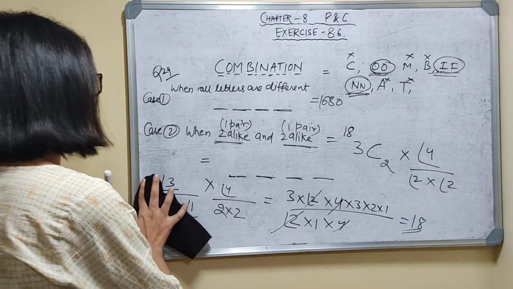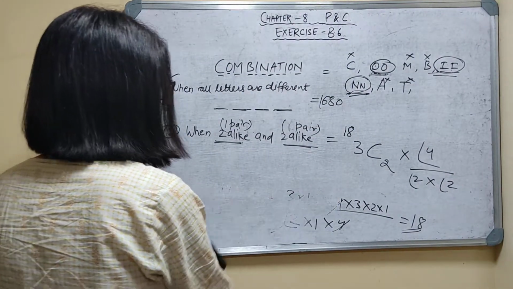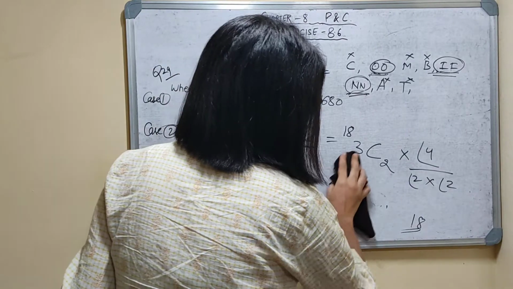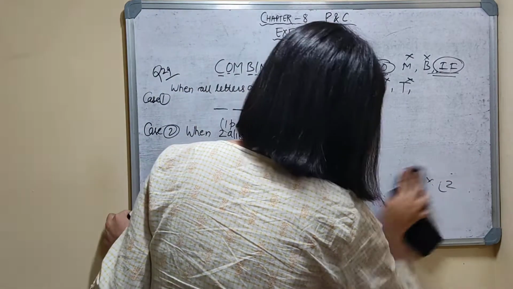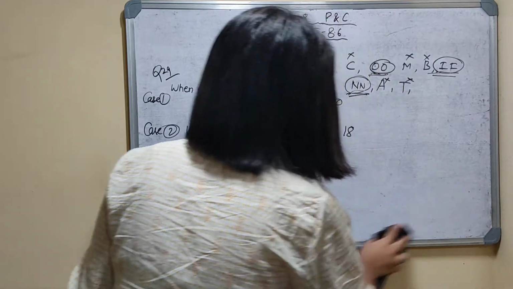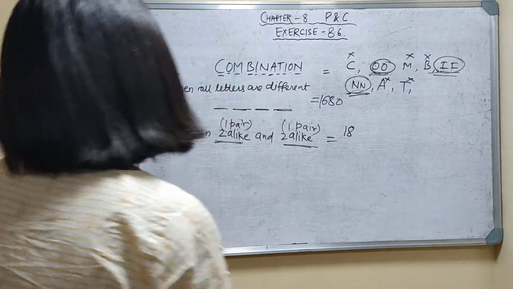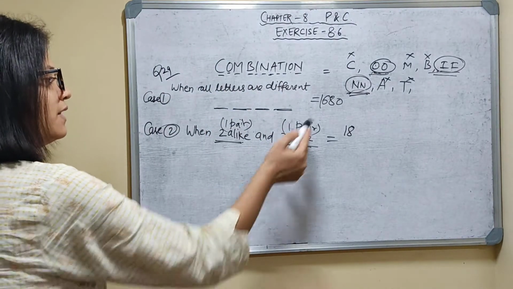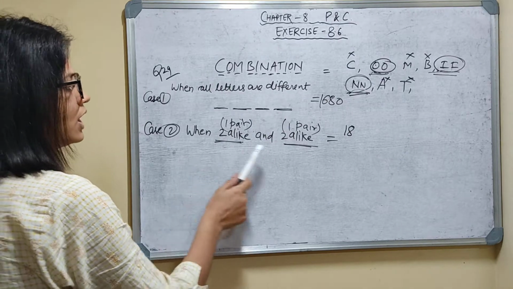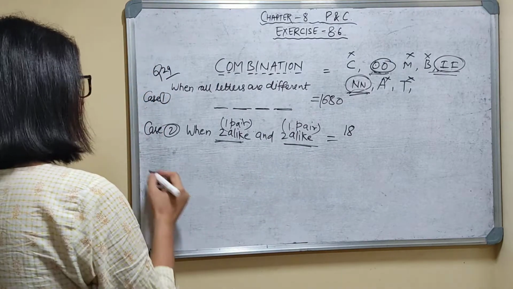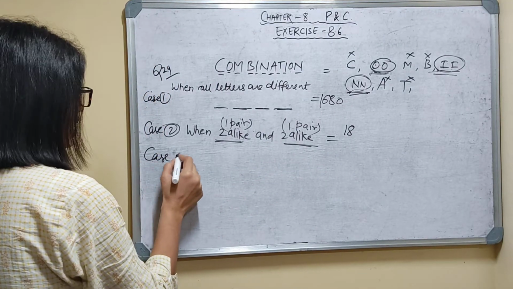Now the third one. One condition is when all letters are different, and another is when you are taking two pairs, two alike and two alike. When all letters are different, that time it is 1680. When two alike and two alike, then it's 18 four letter words. Now, case number three, that is the last case.